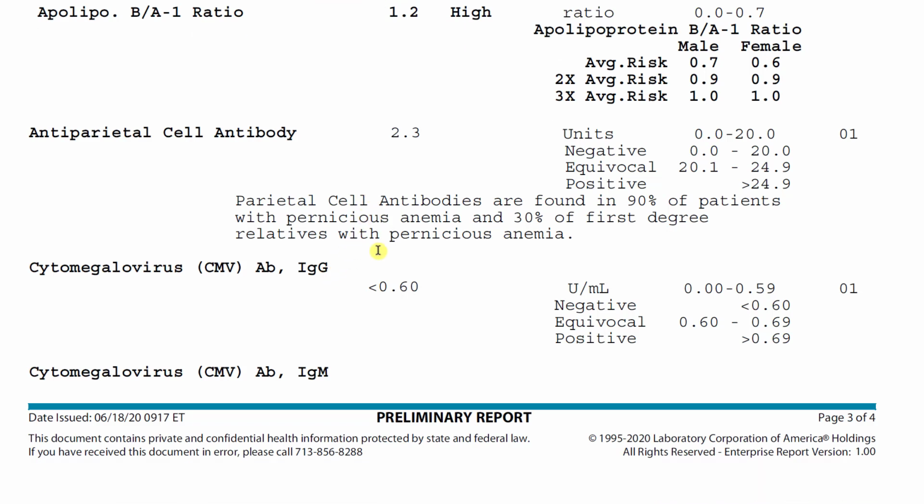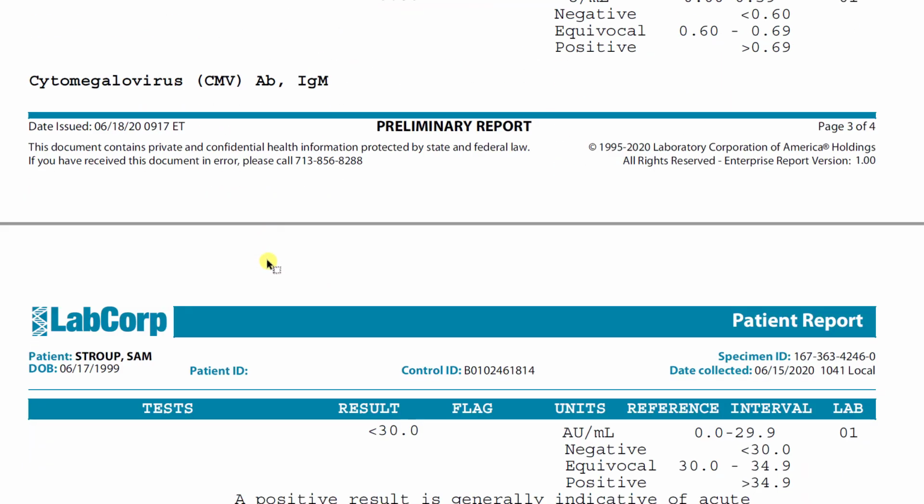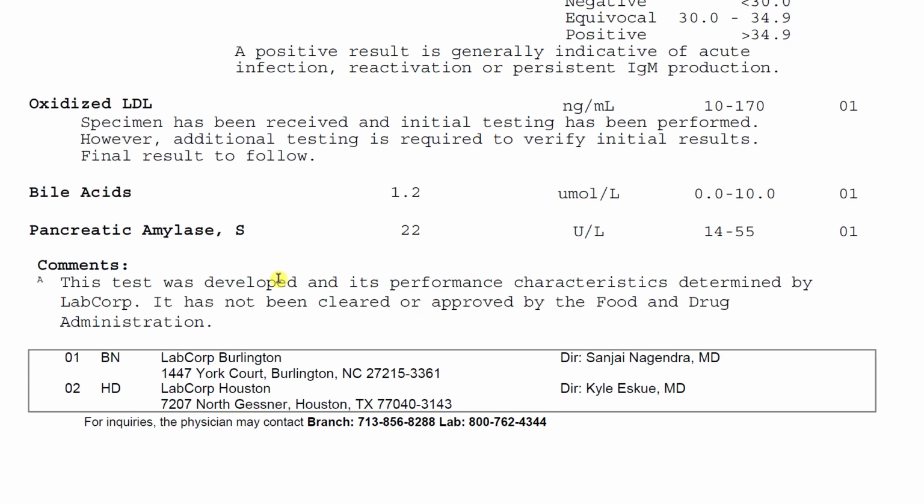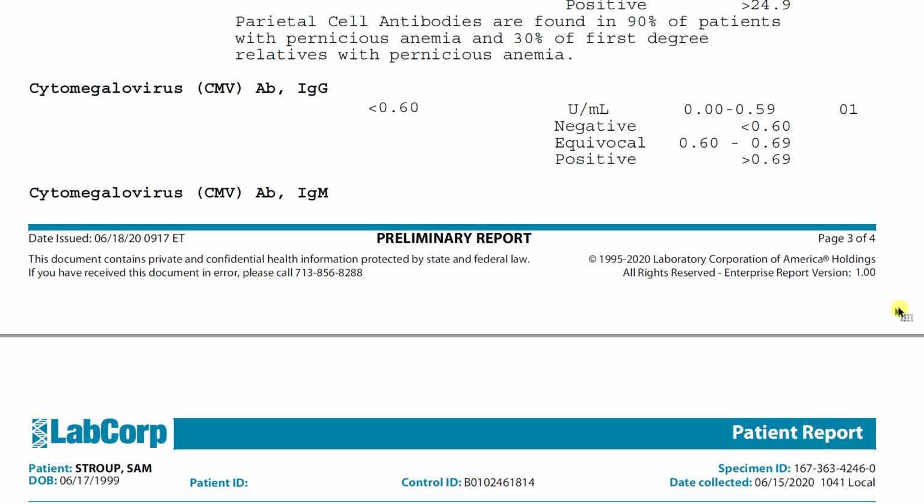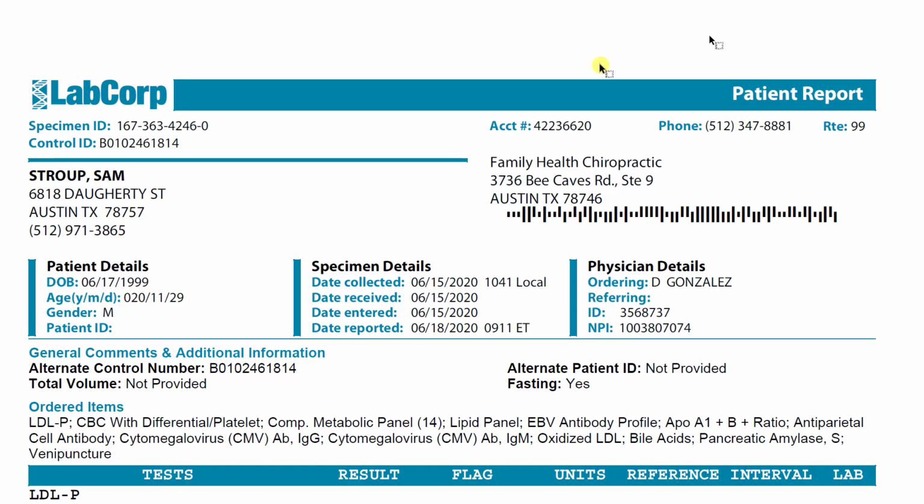There were some additional markers, like antiparietal cell antibody. I wanted to see if you had an autoimmune issue with stomach acid production, which you don't. You're also negative for cytomegalovirus. And then again, there are some additional markers that I'm waiting on, but I just wanted to provide this to you because I know you're waiting for this information. So I just tried to get this to you as soon as I could.